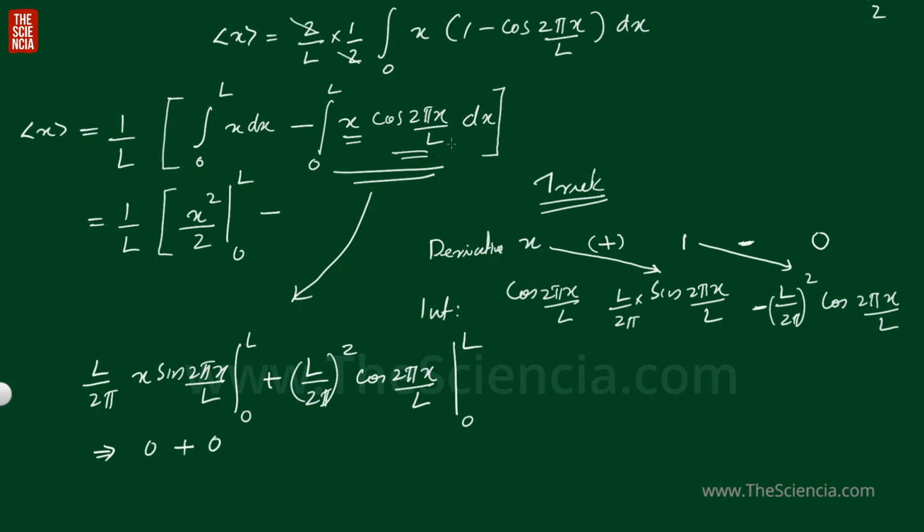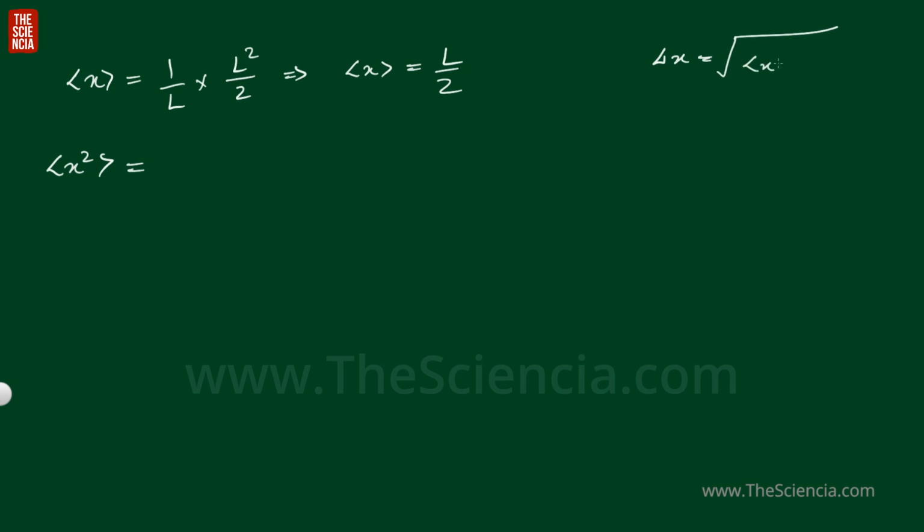That is, the integral of this entire term is equal to 0. Okay, so we got this expectation value of x: expectation value of x is equal to 1 by L into L square by 2. So we get expectation value of x is equal to L by 2. Now we have to find out expectation value of x square, right? Because we know delta x is equal to root of expectation of x square minus expectation of x whole square.